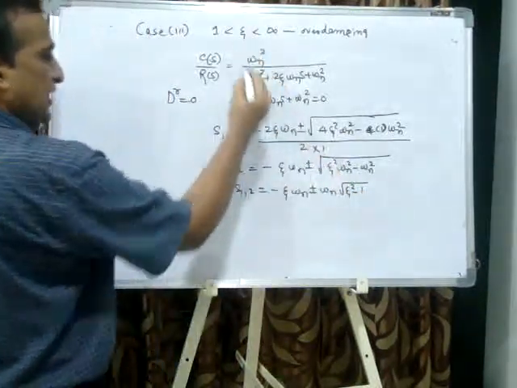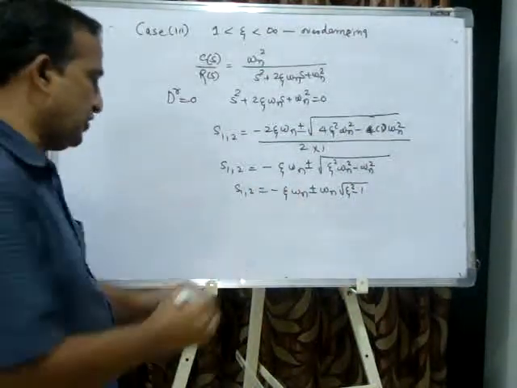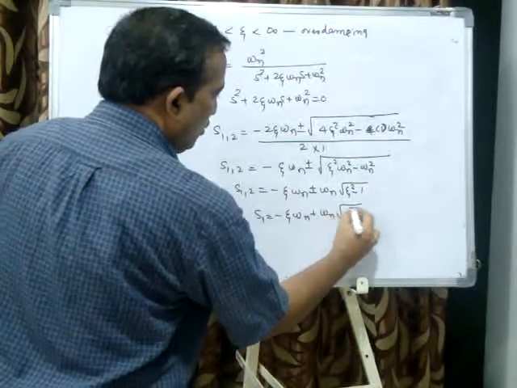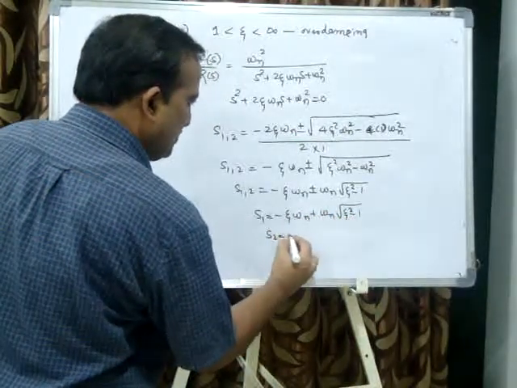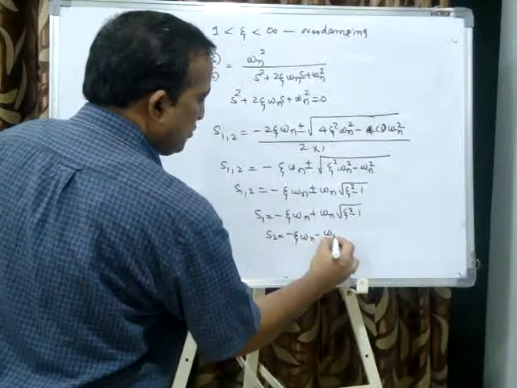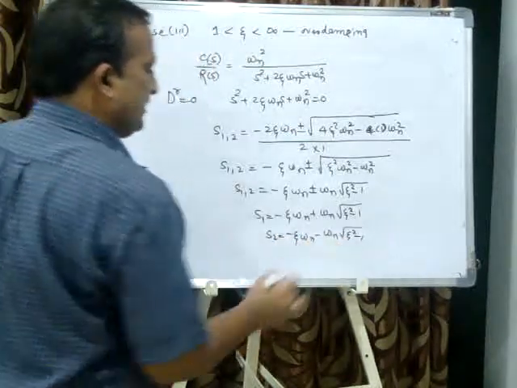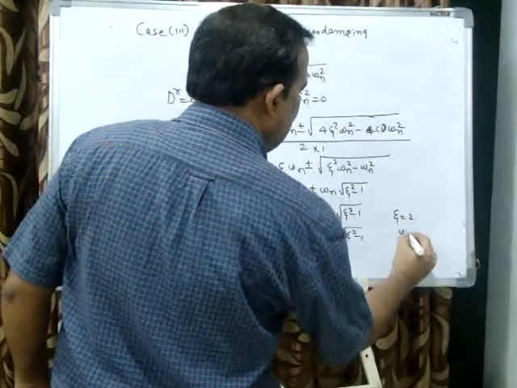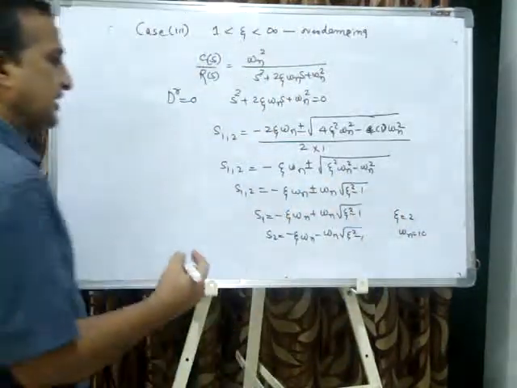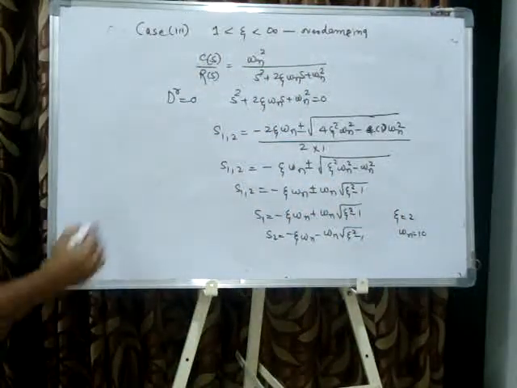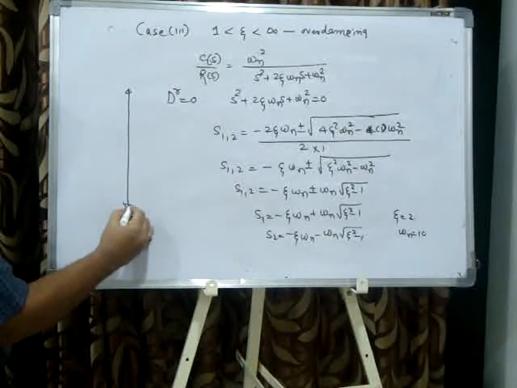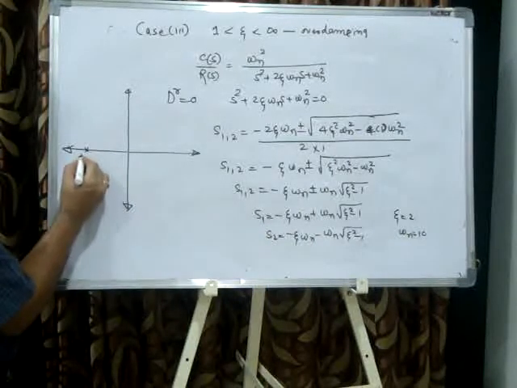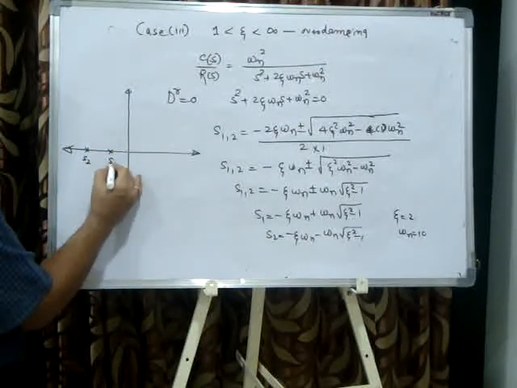Here zeta is greater than 1, so that under root is always positive. Okay, s1 is equal to minus zeta omega n plus omega n root of zeta square minus 1, and s2 is minus zeta omega n minus omega n root of zeta square minus 1. You can take an example, for example, zeta is 2 and omega n is 10. Definitely we'll get s1 and s2 in numerical values. Now I'll locate on the s plane. Both are negative, means s2 is here and s1 is here.